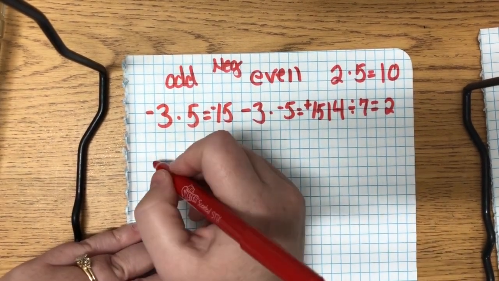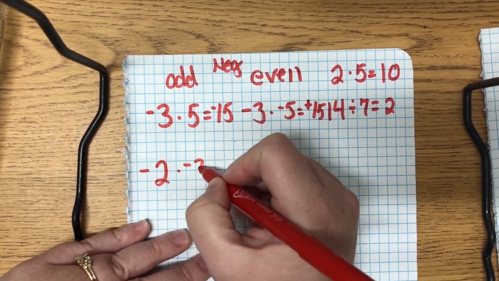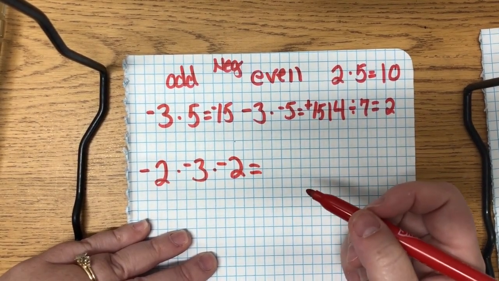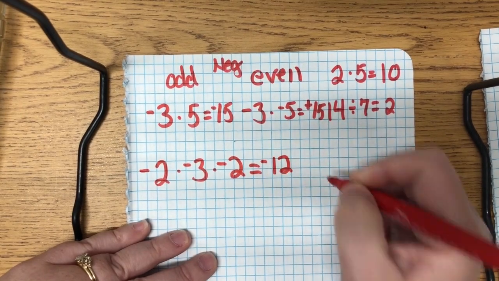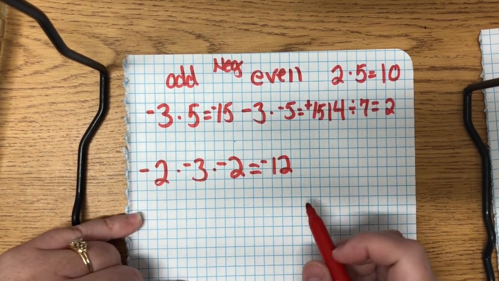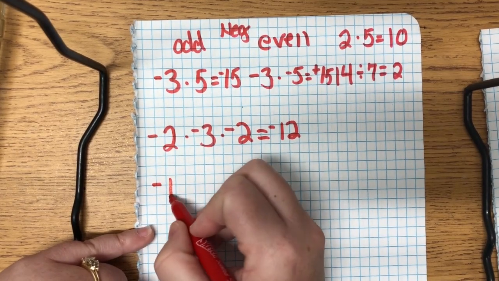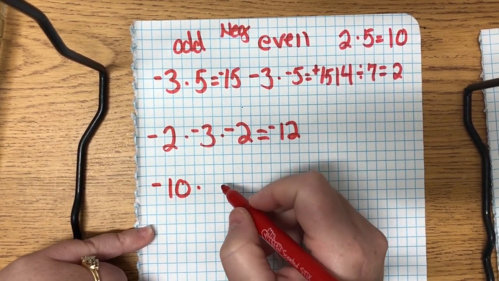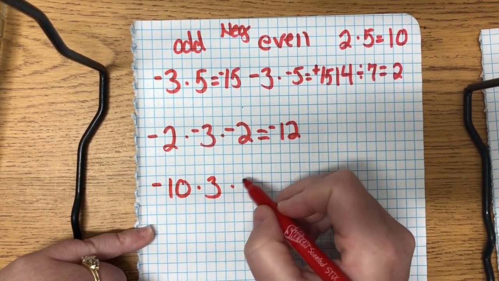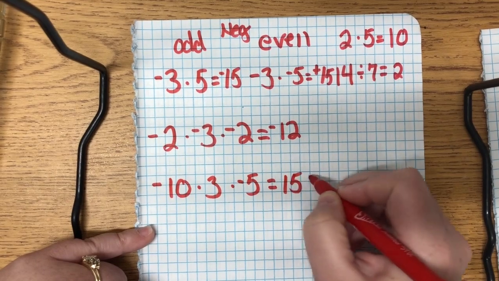If you go up the line, if you have 3 numbers and all 3 are negative, your answer is going to be negative. And this is going to be -12. If you have 3 numbers and 2 of them are negative, so -10 times 3 times -5, that is going to give you positive 150.